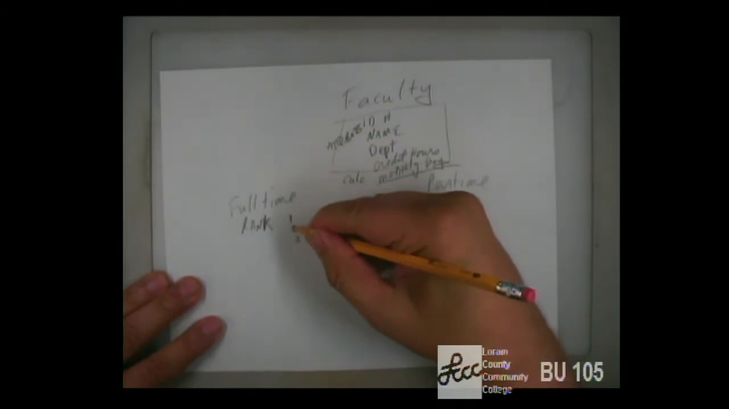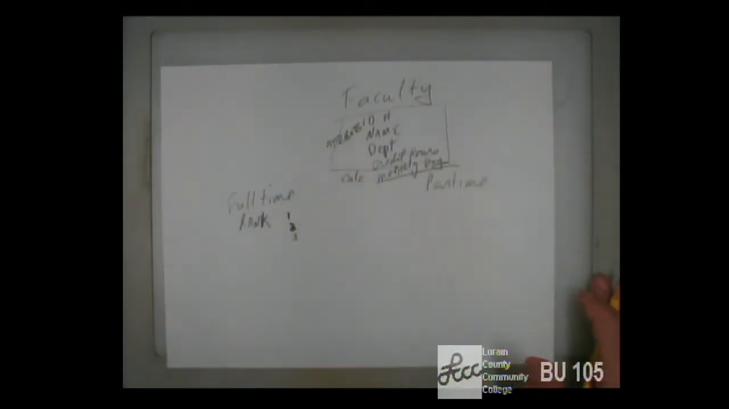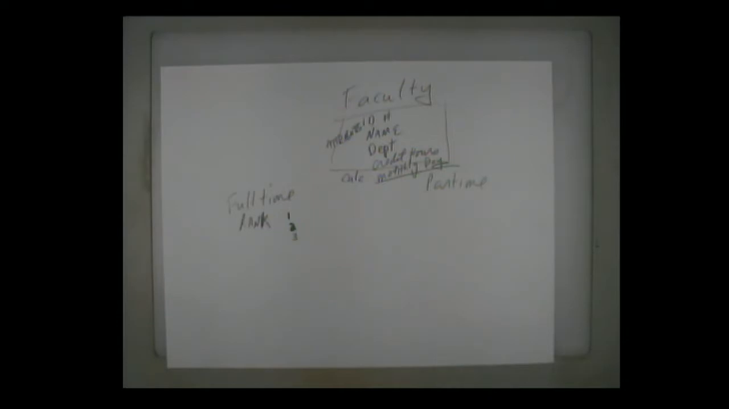So a full-timer's monthly pay depends on the rank and the number of credit hours that they teach. All right? If their rank is 1, their monthly pay is $3,000. Their regular pay is $3,000.